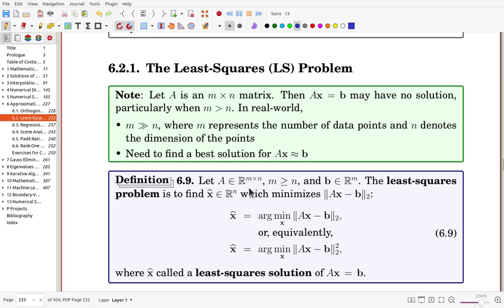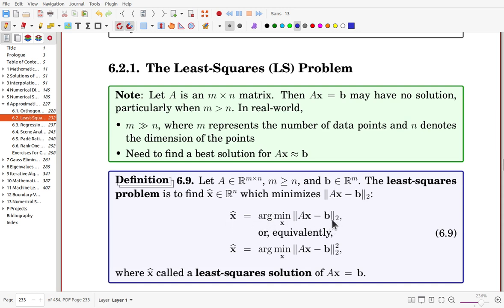Okay, let's define the problem mathematically in this definition. A is an m by n matrix. m is larger than or equal to n, and b is a vector in R^m. Then the least squares problem is to find x hat in R^n, which minimizes this difference, Ax minus b, measured in L2 norm. So we can write it in this way. Its minimizer argument is x hat.